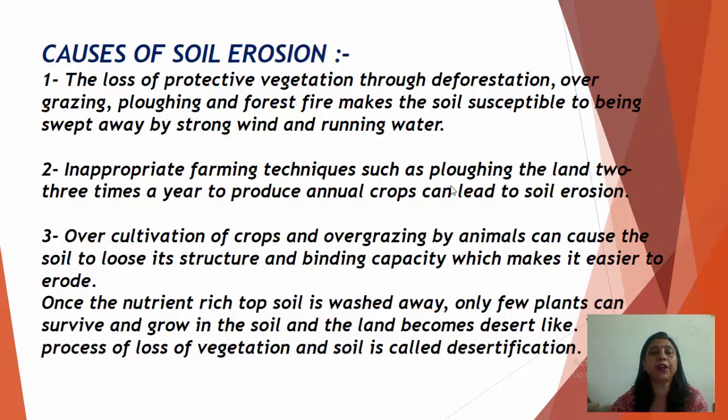Now second is inappropriate farming techniques such as plowing the land 2-3 times a year. Plowing means tilling the land, means जो हम हल चलाते हैं जिसमें क्या होता है कि सॉइल जो हो जाती है वो लूज हो जाती है. जब वो लूज हो जाती है तो जरा सी भी हवा चलेगी या पानी बहेगा तो साथ में बह जाएगी. The inappropriate farming techniques such as plowing the land 2-3 times a year to produce annual crops can lead to soil erosion. Number 3 cause is over-cultivation of crops and overgrazing by animals, which can cause the soil to lose its structure and binding capacity, which makes it easier to erode.